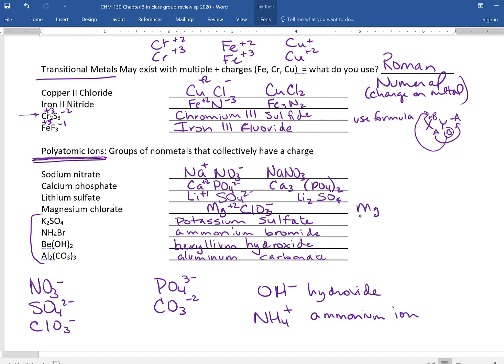So magnesium, you'll only have 1. ClO3, you'll have to have 2. The charge on the magnesium tells you how many chlorates. The charge on the chlorate tells you how many magnesium. If you have a polyatomic with more than 1, put the parentheses around it. Just put the number outside.